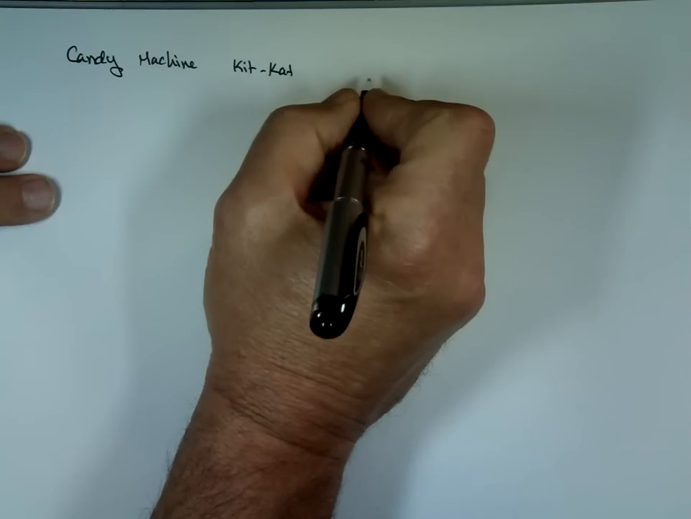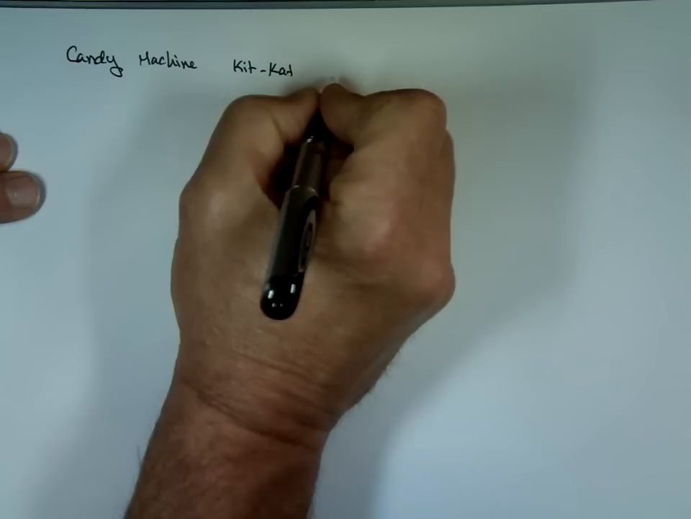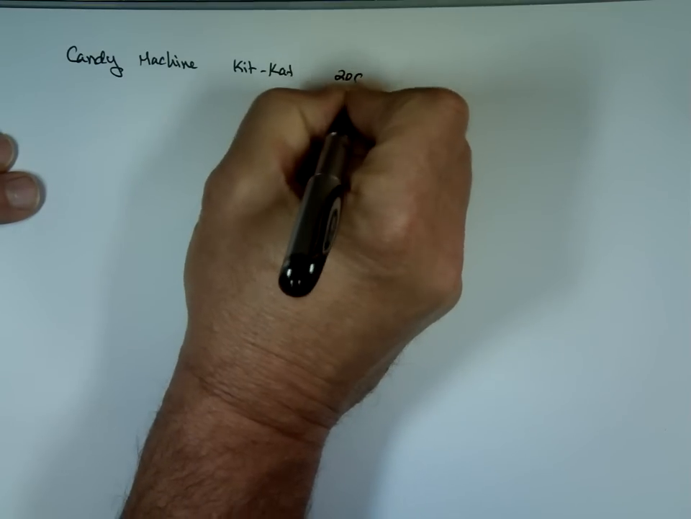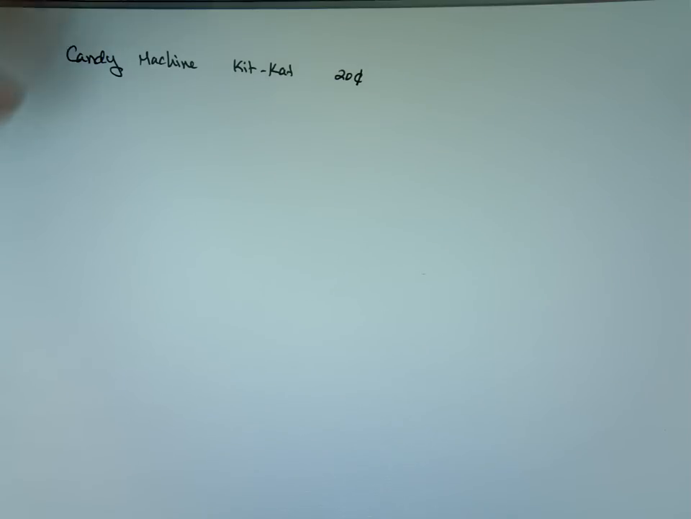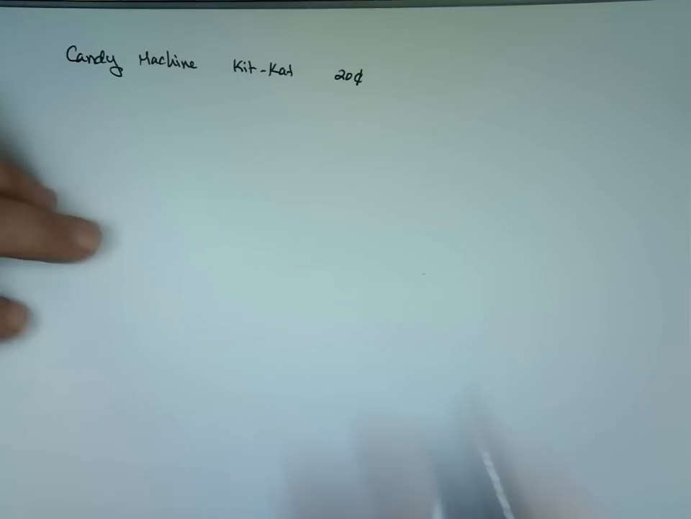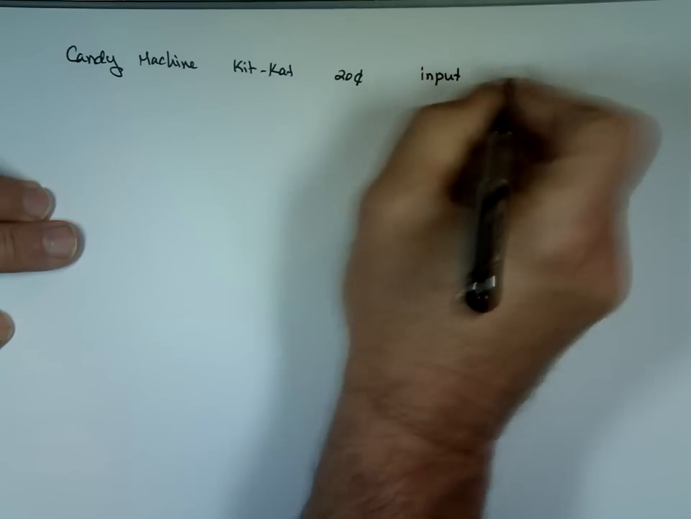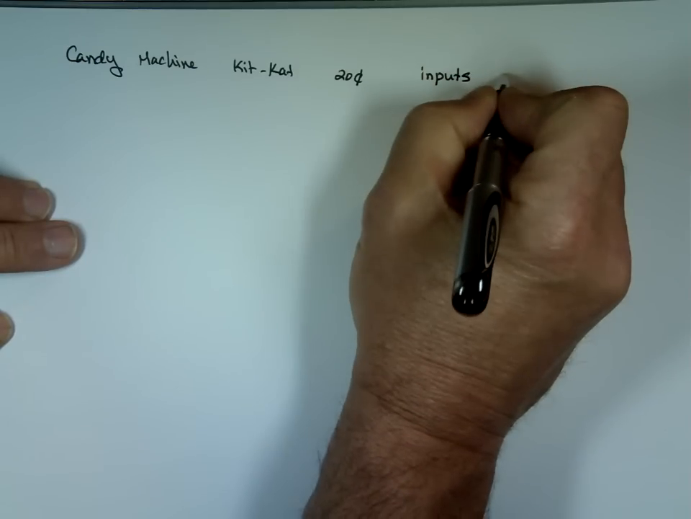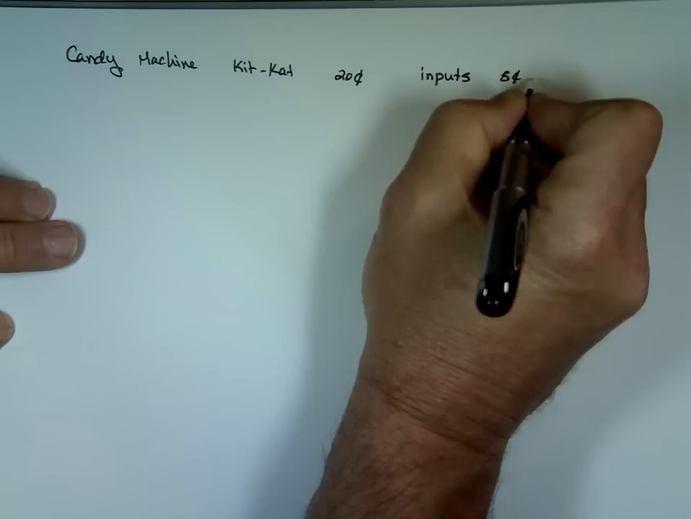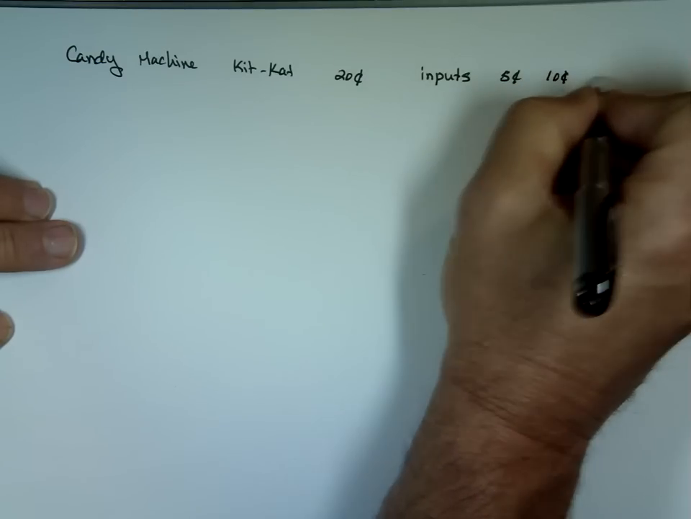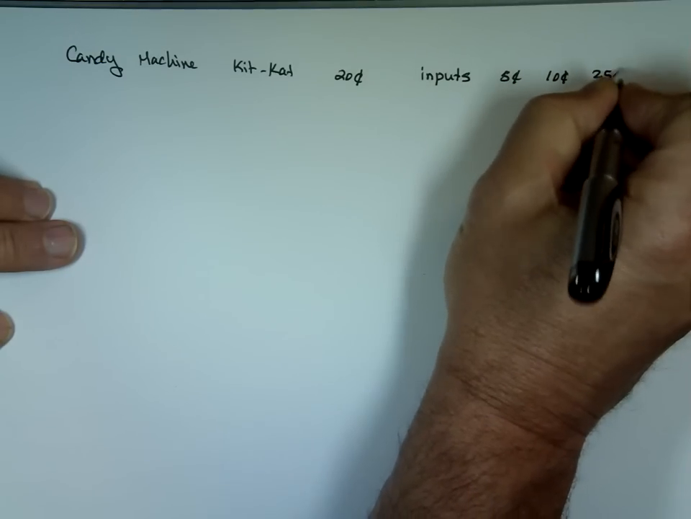Let's say 20 cents. We'll just see what they do with the vending machines. You'll see why I decided not to do $1. And your machine is going to take nickels, dimes, and quarters, and that's it. Input or inputs: 5 cents, 10 cents, 25 cents.